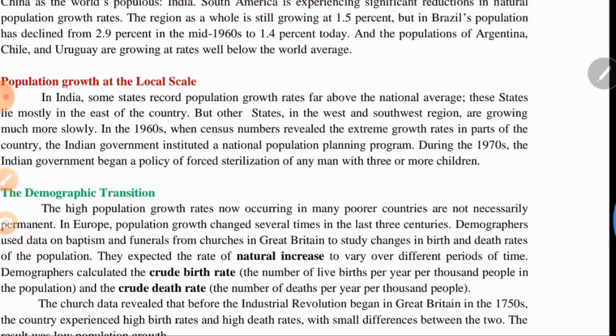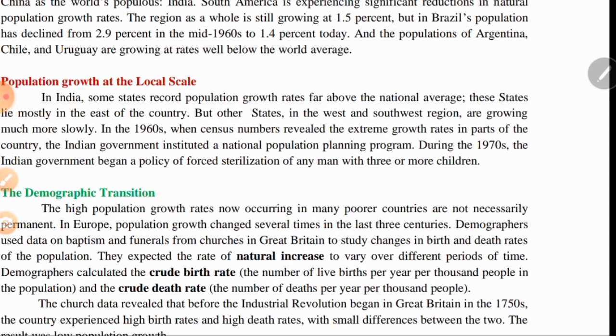Then population growth at the local scale. In India, some states record population growth rates far above the national average. These states lie mostly in the east of the country, but other states in the west and southwest region are growing much more slowly. In the 1960s, when census numbers revealed the extreme growth rates in parts of the country, the Indian government instituted a national population planning program.